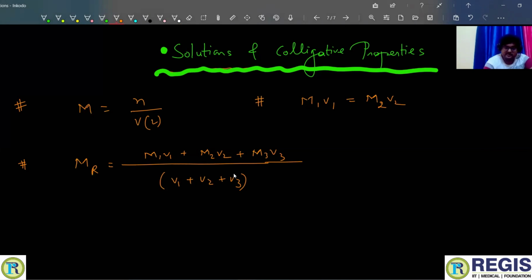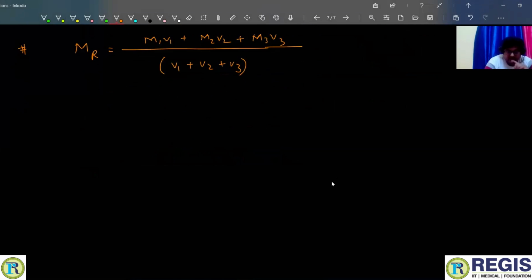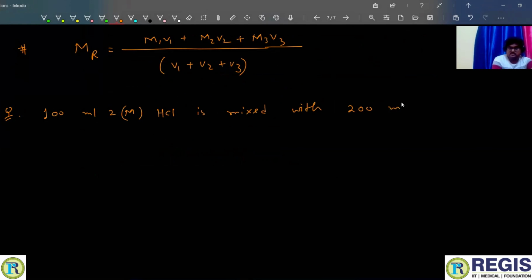Now today I am giving you some questions. Try to solve them regarding this part. First question: 100 ml of 2 molar HCl is mixed with 200 ml of 3 molar HCl. Now calculate the resultant molarity.